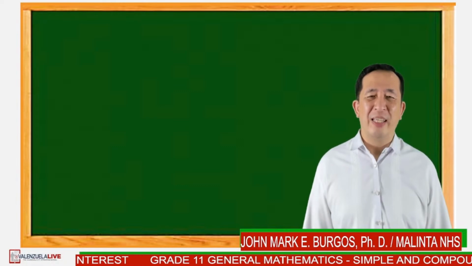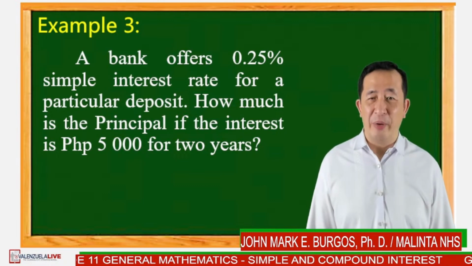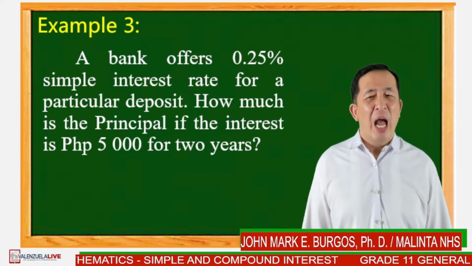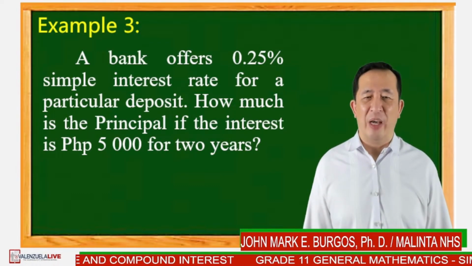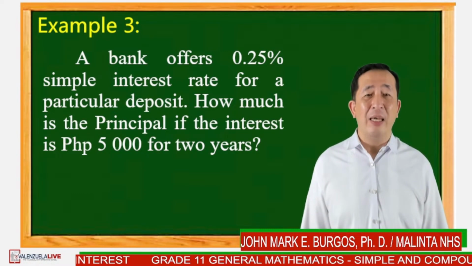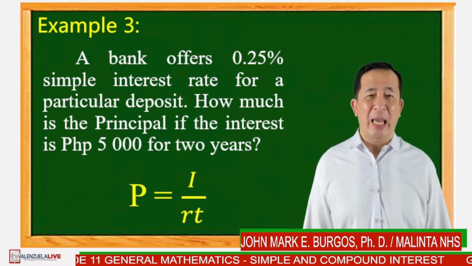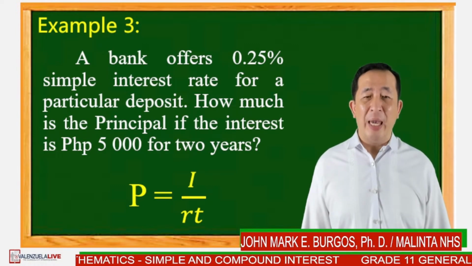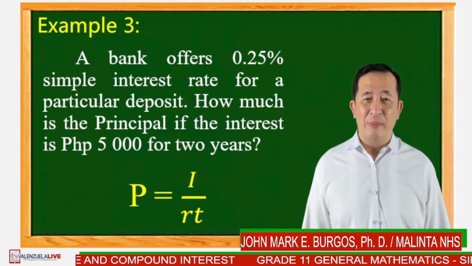For the third example, a bank offers 0.25% simple interest rate for a particular deposit. How much is the principal if the interest is 5,000 pesos for 2 years? So, what is being asked in this problem is the principal. Since the principal is being asked here in this statement, we will use the formula P is equal to I divided by R times T.